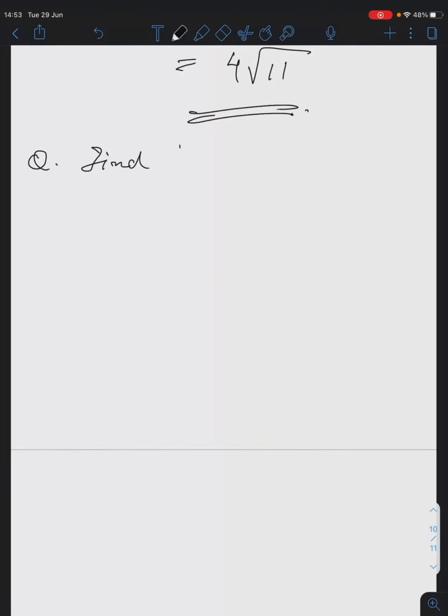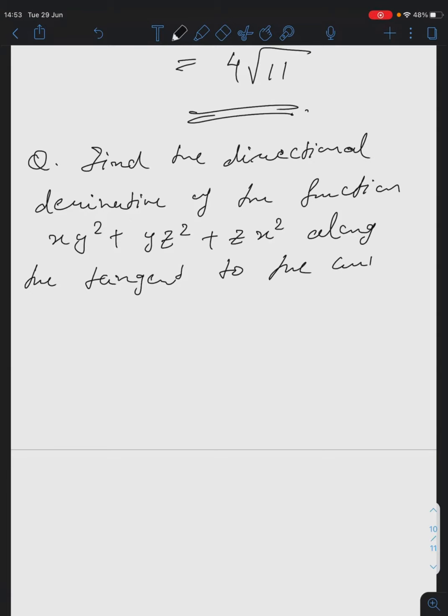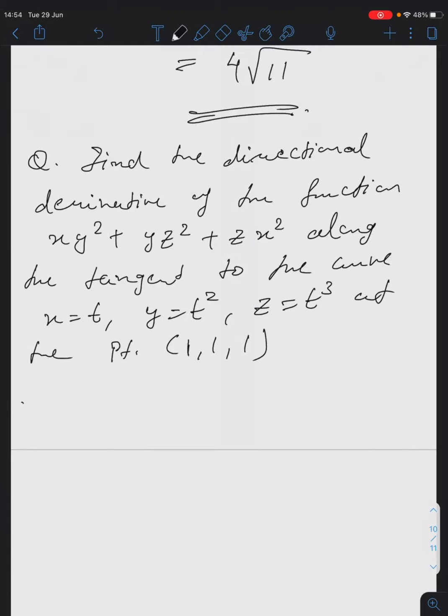Here also you are finding the directional derivative of the function x y square plus y z square plus z x square along the tangent to the curve x is equal to t, y is equal to t square, z is equal to t cube at the point 1, 1, 1. This is the question.